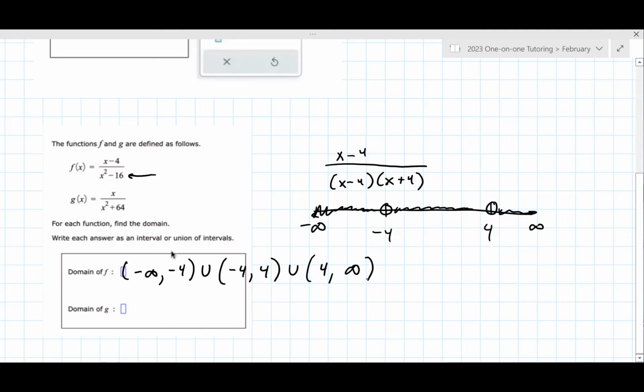Okay, got it. Now for the bottom one, G, same deal. You're like, all right, I'm going to factor that, but this one does not factor. So there are no excluded values. If it could factor, you'd do the same as you did here, but you're starting at -infinity and there are no excluded values, so you end at infinity. That's how you answer it. It's just one interval. Gotcha.